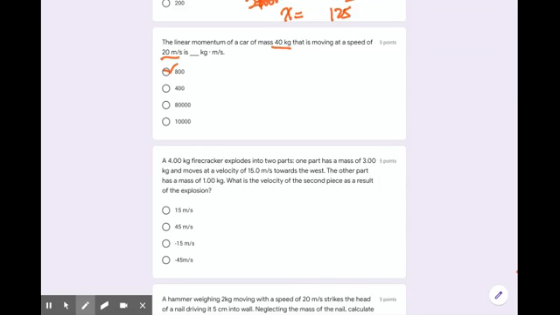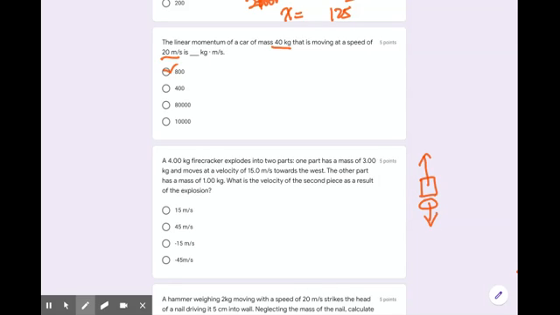Next, a 4 kilogram firecracker explodes into two parts. One part has a mass of 3 kilogram and moves at a velocity of 15. The other part has a mass of 1 kilogram. What is the velocity of the second part? Remember, a firecracker has two parts. If it explodes, one part goes one way, the other part should go in the opposite direction. Or you can just use calculation. Remember, when they're together, momentum should be the same, right?